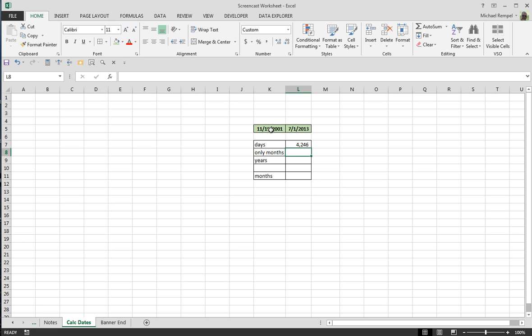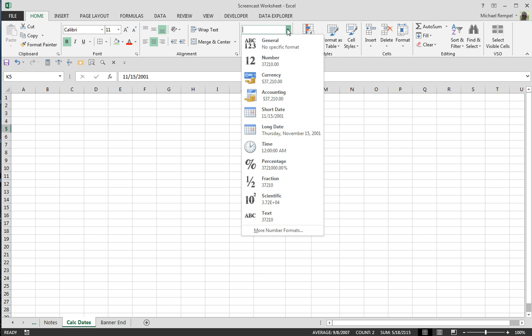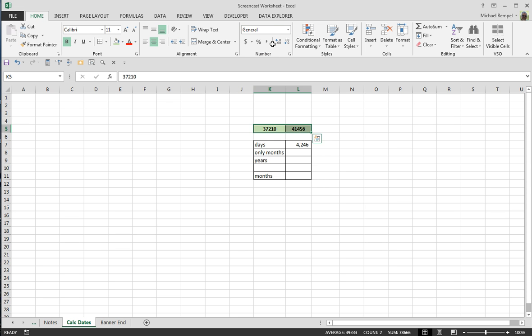Remember that dates are just a formatting of a serial number that's assigned to those dates. So if I went up and changed the format to General, you'll see that these are actual serial numbers that are assigned to the dates. And again, that's the number of days from January 1st, 1900 to that specific date. So I'll just format that back, and that's how you find the number of days between two dates.